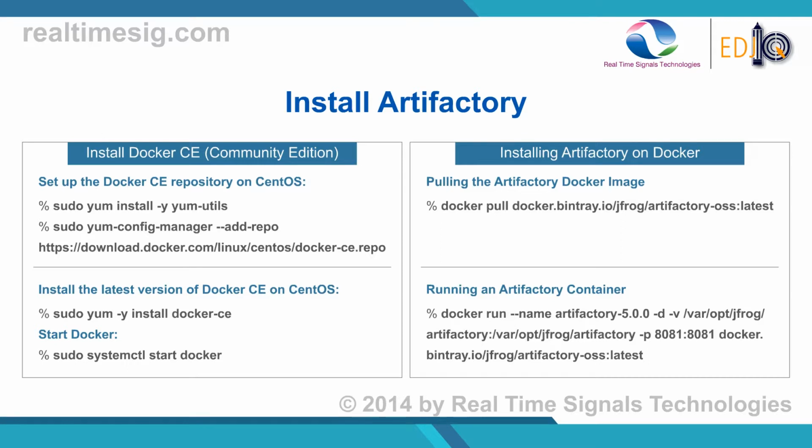Before installing Artifactory, set up the Docker Community Edition using the following commands on your machine: sudo yum install yum-utils, sudo yum-config-manager --add-repo https://download.docker.com/linux/centos/docker-ce.repo. Now install the latest Docker CE and start it using the commands sudo yum -y install docker-ce, sudo systemctl start docker.